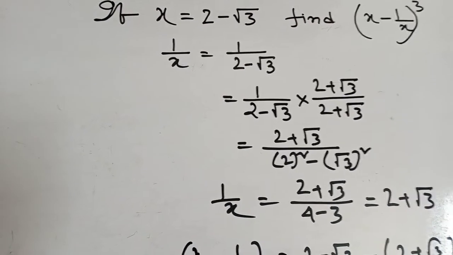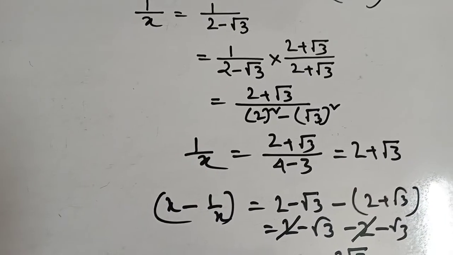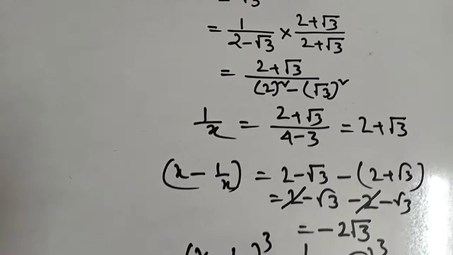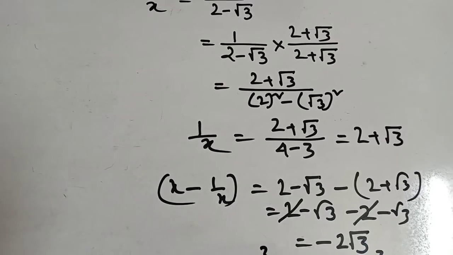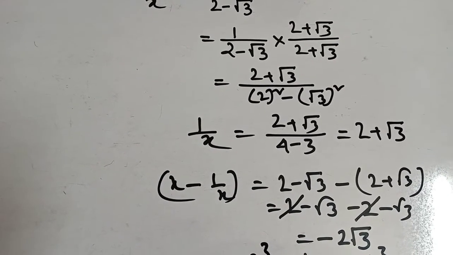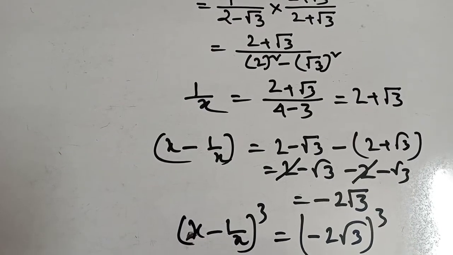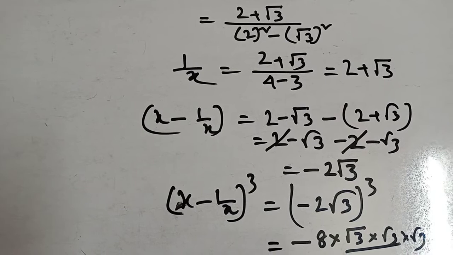At first you find 1 upon x. 1 upon x means 1 by 2 minus root 3. Now you rationalize it. Rationalize means you should multiply the opposite sign of the denominator to numerator and denominator. That means 2 plus root 3. 2 plus root 3 by (a plus b) into (a minus b), it will be a square minus b square, it will be 4 minus (root 3) whole square means 3.